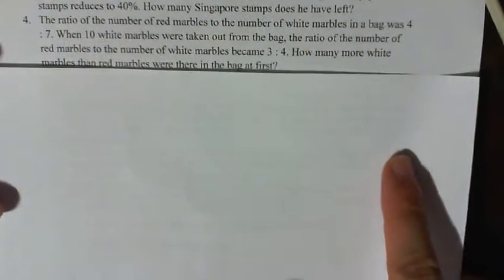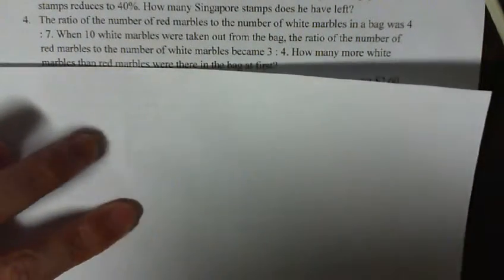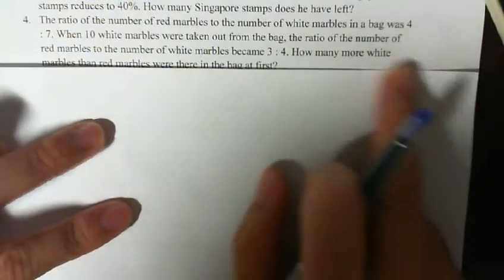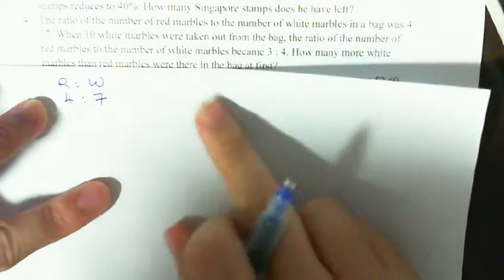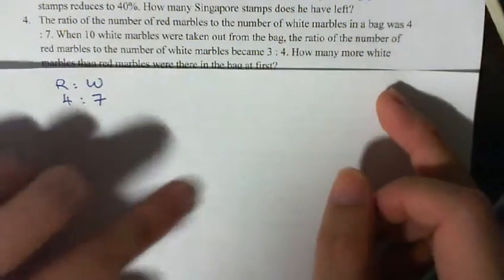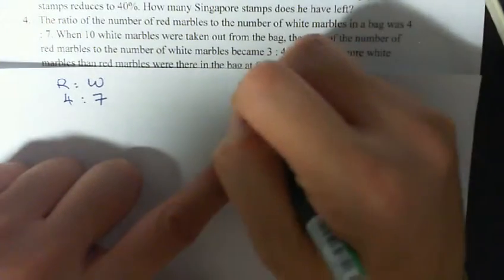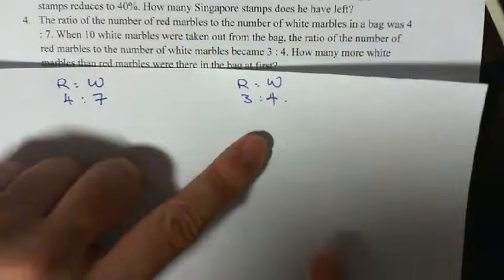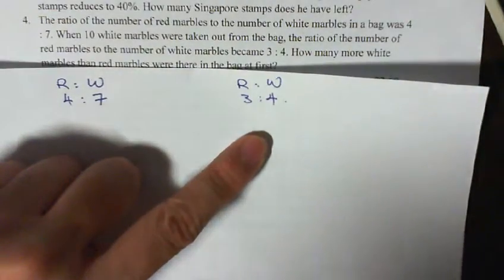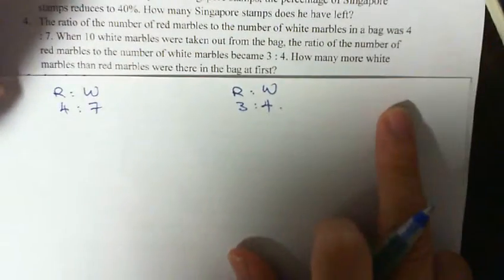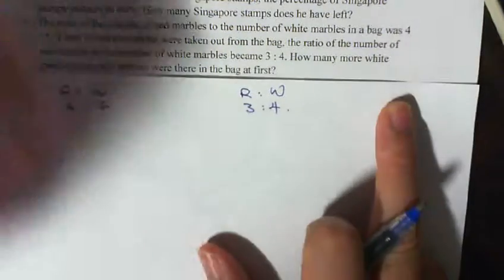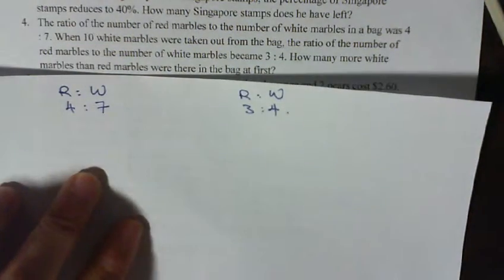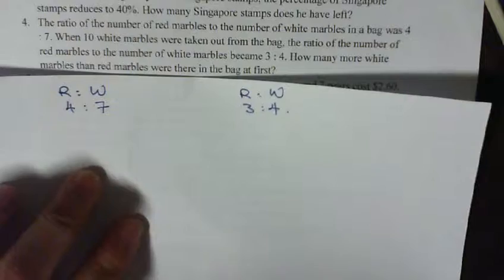The ratio of the number of red marbles to the number of white marbles in the bag was 4 is to 7. So red to white, 4 is to 7. When 10 white marbles are taken from the bag, the ratio of the number of red marbles to white marbles becomes 3 is to 4. Okay, this is after I take away 10 white marbles from the bag. How many more white marbles than red marbles were there in the bag at first? Okay, another very simple 3-mark question in paper 2.